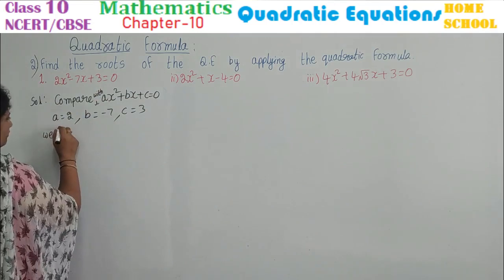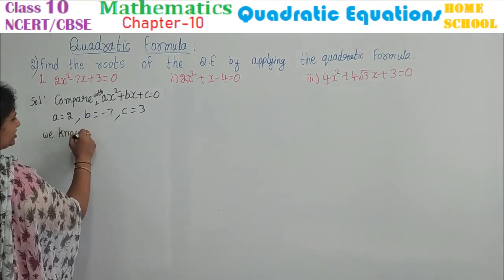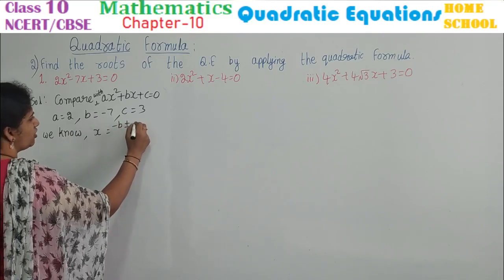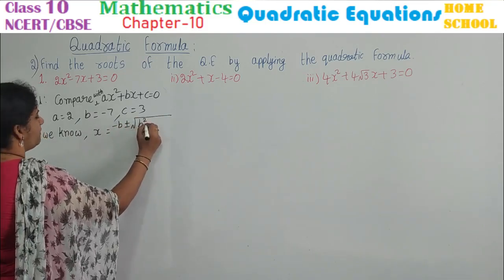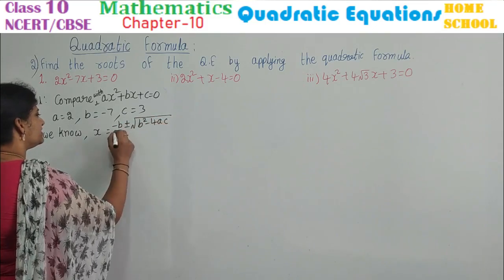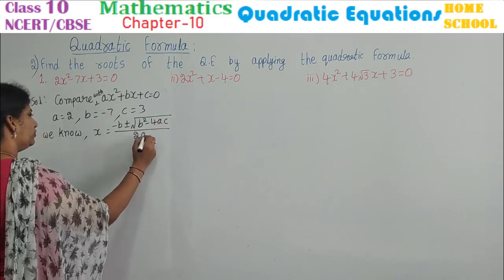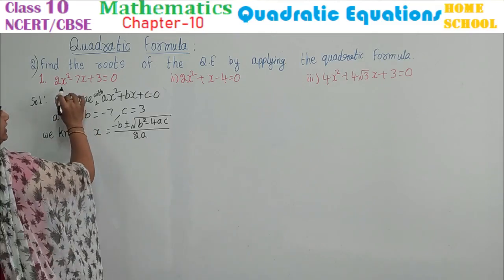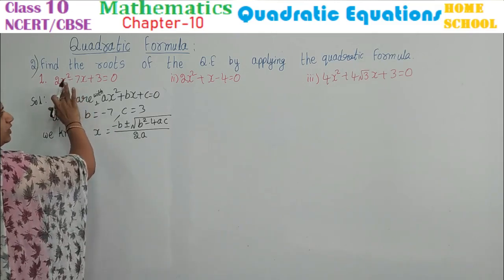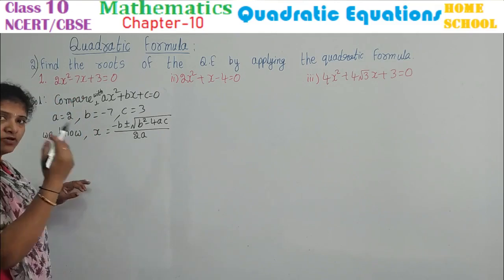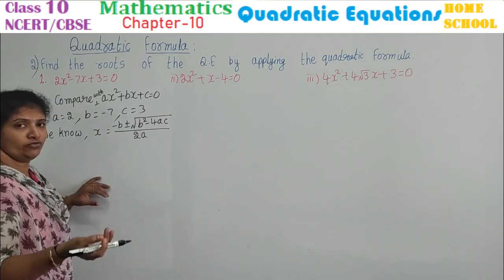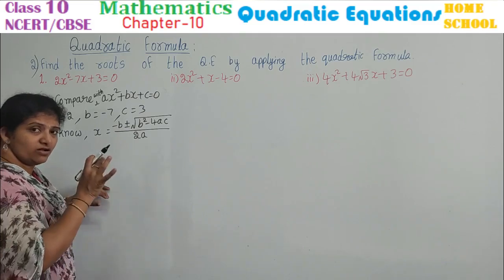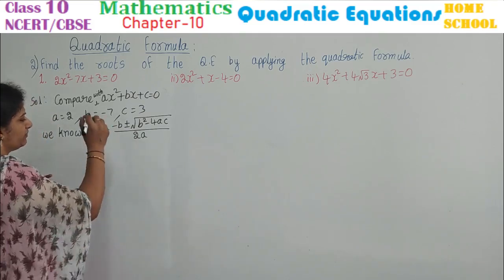We know what the formula is, children? x is equal to minus b plus or minus root b square minus 4ac by 2a. Just substitute the values and you need to observe what your x value is. Suppose your equation is in the form of 2p square or 2a square, at that time your variable x also will be changing.